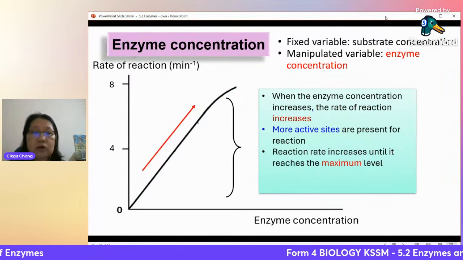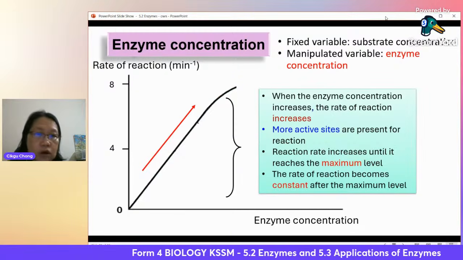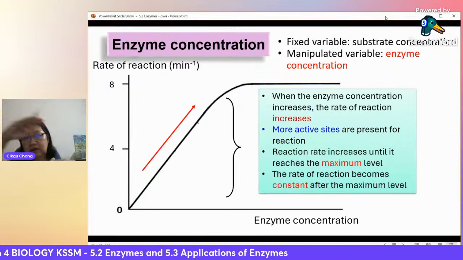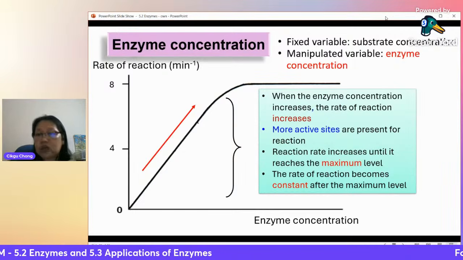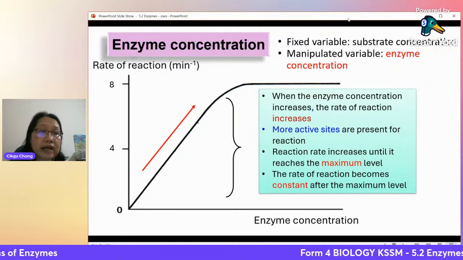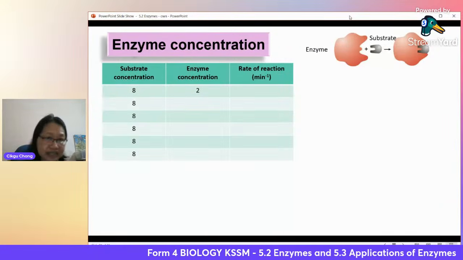But there's also a maximum level. After that, there's no longer any increase in the rate of reaction. So you can see the graph will level off. It will become flat. Now, let's see why, in diagram form again. This one you will still understand. If you understand just now, you understand this one.